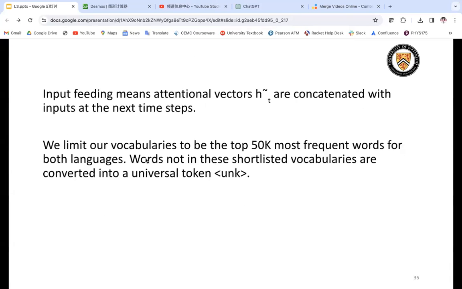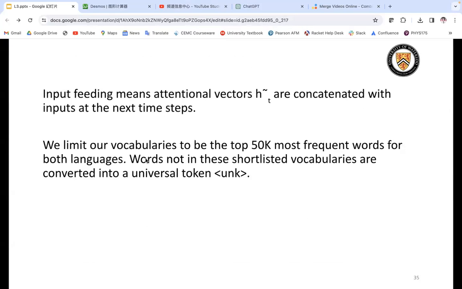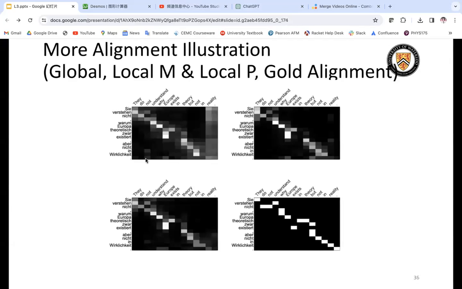Input feeding means the previous result, the attentional vectors HT, are concatenated with inputs at the next time steps. And here we limit our vocabularies to be the top 50K most frequent words for both languages. Words not in this shortlist of vocabularies are converted into a universal token UNK.